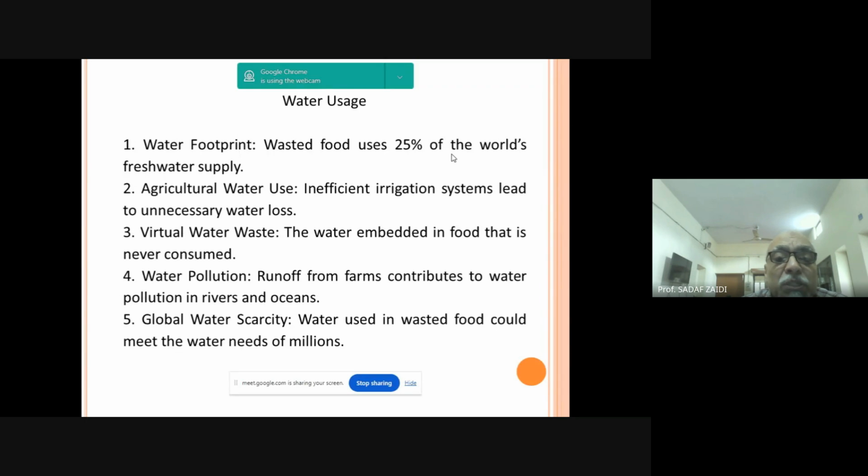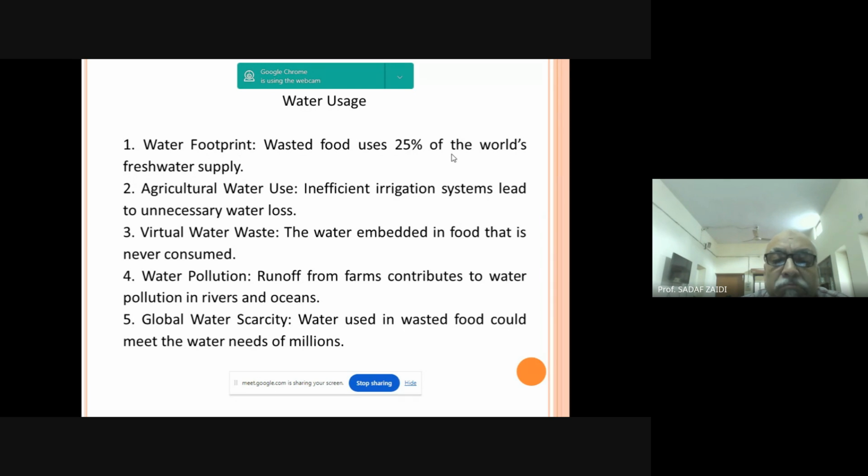Then water usage, wasted food uses about 25% of the world's freshwater supply. Agriculture water use, inefficient irrigation systems lead to unnecessary water loss. Then you've got water that is embedded in the food. It is never consumed. The food is not consumed, so it goes along with it.